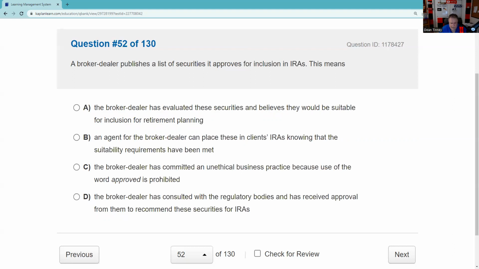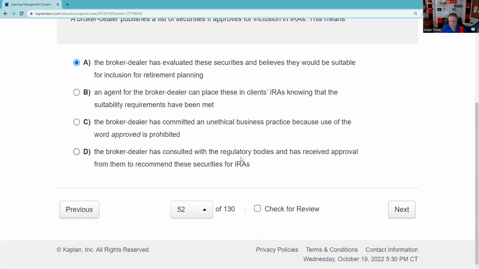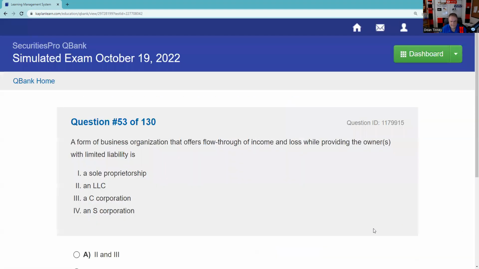The broker-dealer is committed to unethical business practice because of the use of the word approved. I think they're using the word approved here internally. I don't think we're telling the customer that this is approved. As I said, that's a nasty word, but here we're using it internally. I don't think there's anything in the question that suggests I told the customer these are approved for their IRA. It's an internal thing. The broker-dealer consulted the regulatory authorities and received approval, and don't ever say that. D is a really bad miss. I don't really care for the answer set, but given this answer set, I think A is our best answer.